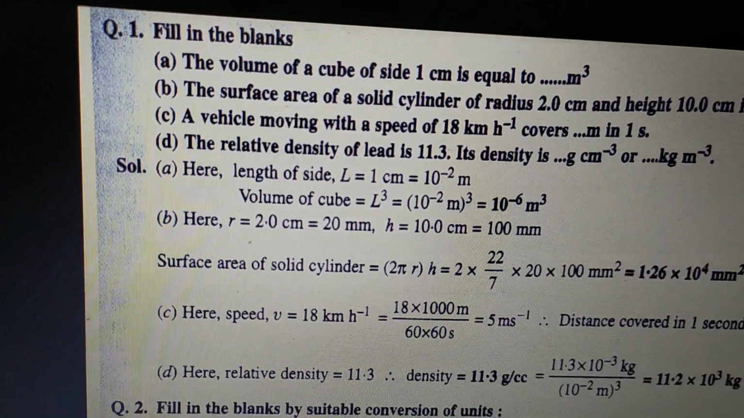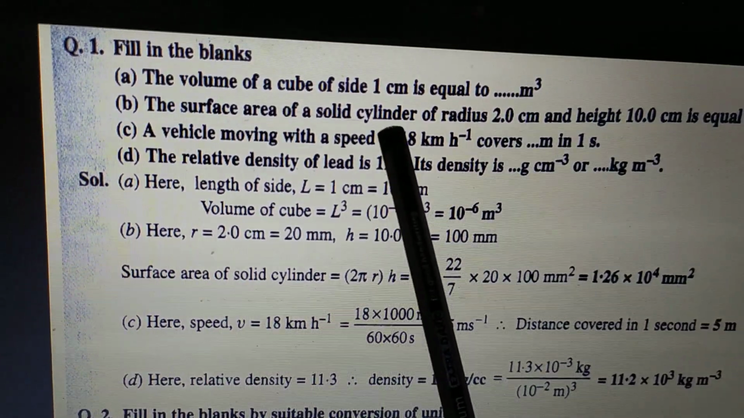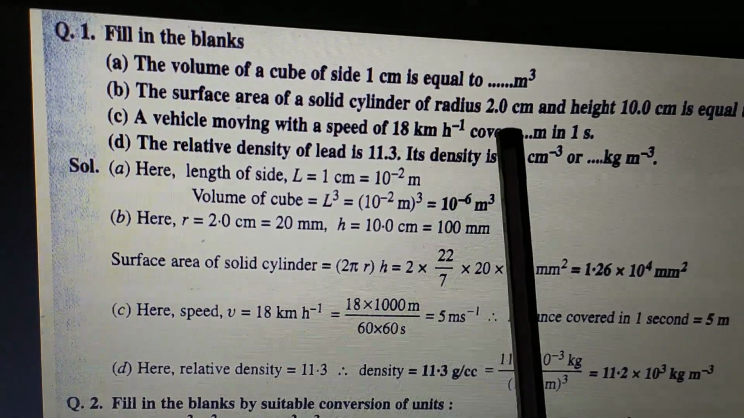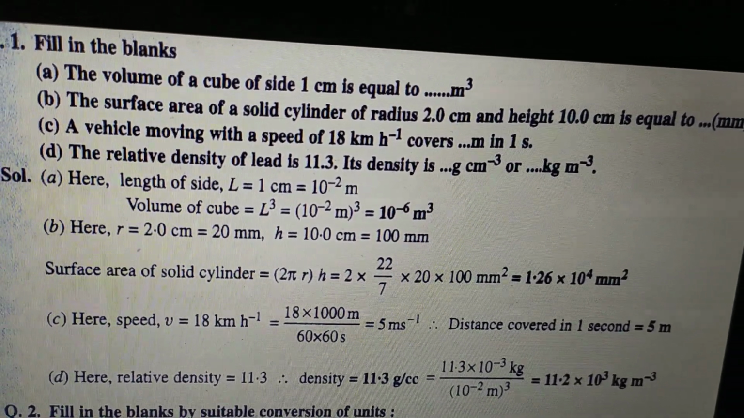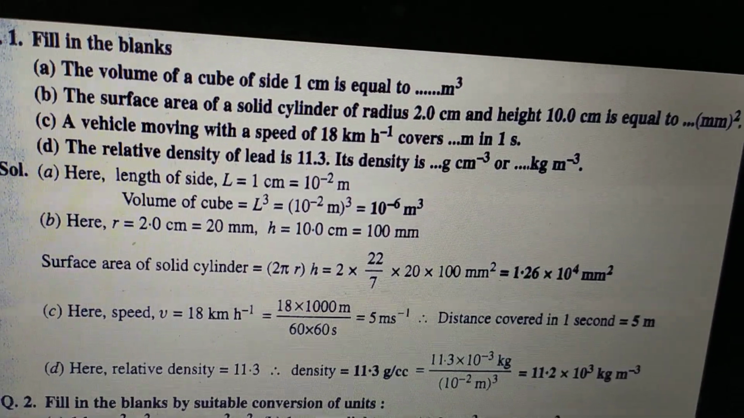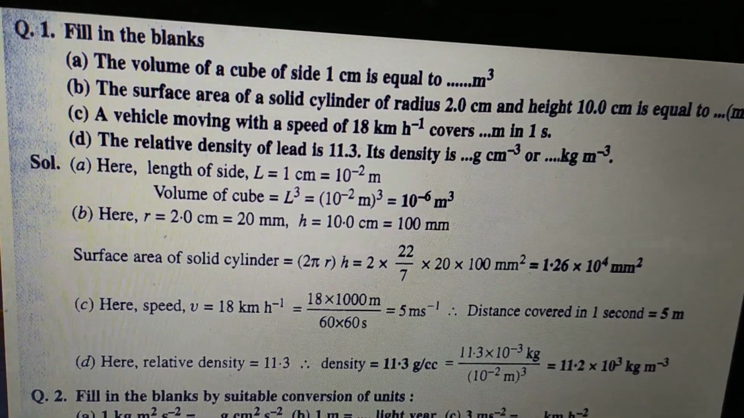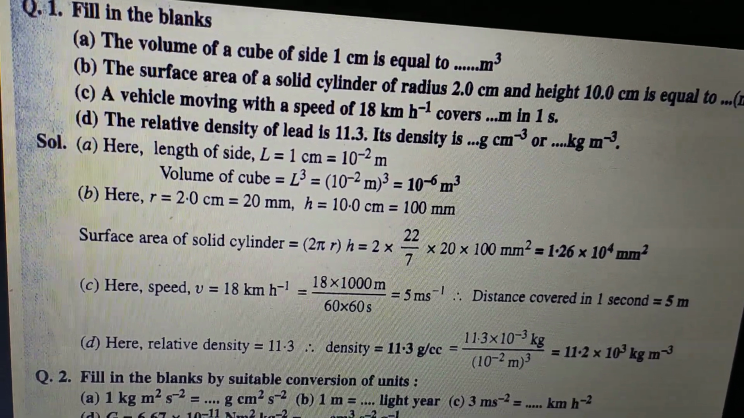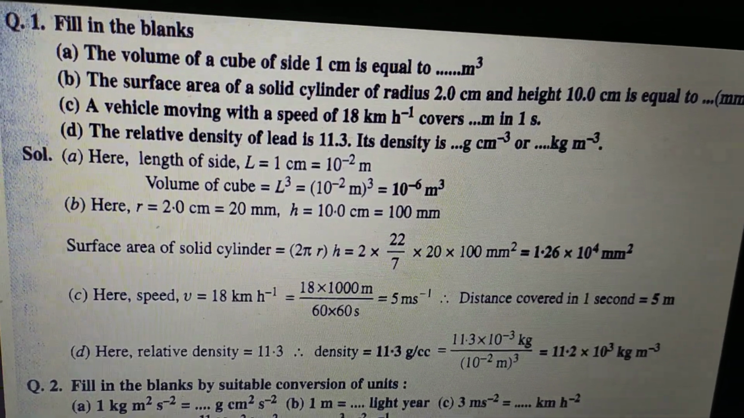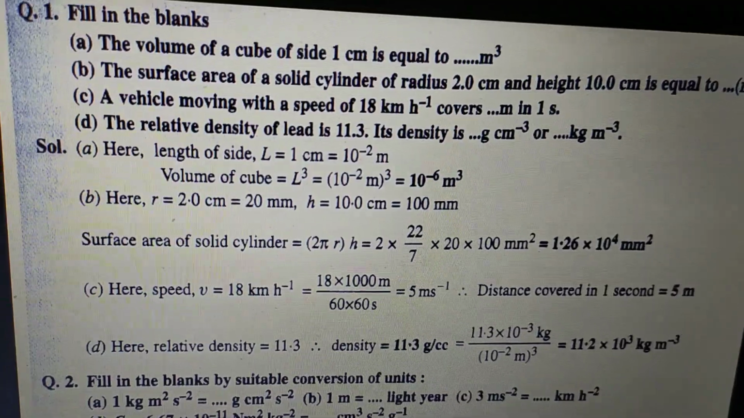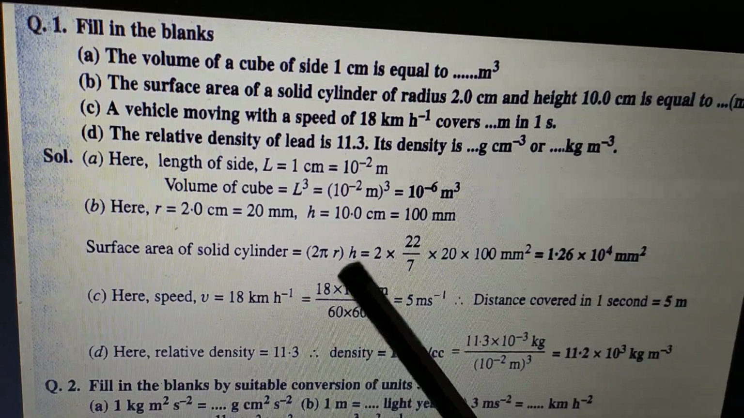Now let us see the second question. The surface area of a solid cylinder of radius 2 centimeter and height 10 centimeter is equal to how many millimeter square? The radius of the solid cylinder is given, that is 2 centimeter, and height is also given, 10 centimeter, and we have to find the surface area. The surface area of the solid cylinder is equal to 2 pi r h.